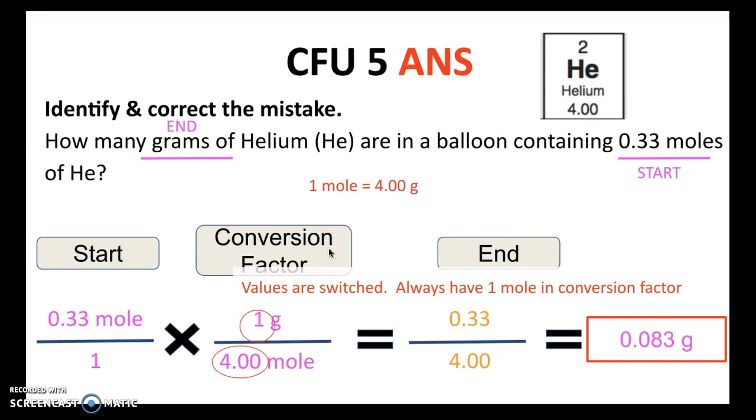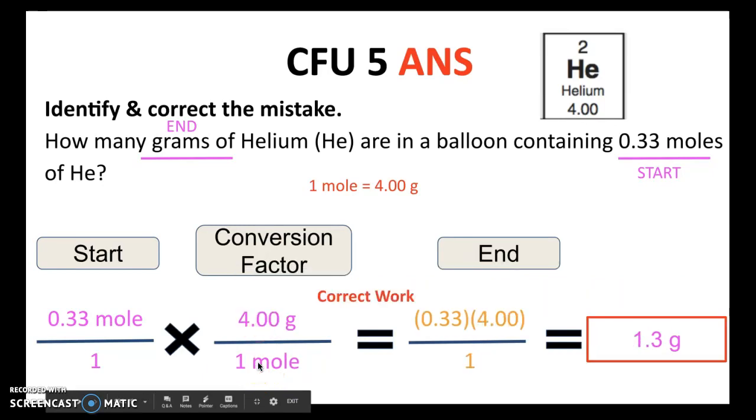Now, once again, it may be helpful to keep in the back of your mind that in your conversion factor, you're always going to have a 1 mole for these sorts of problems because we're setting all of our molar masses equal to 1 mole. So 1 mole must be here. If you look in your conversion factor and you see that the moles value does not have a 1 in front of it, you probably made an error somewhere.